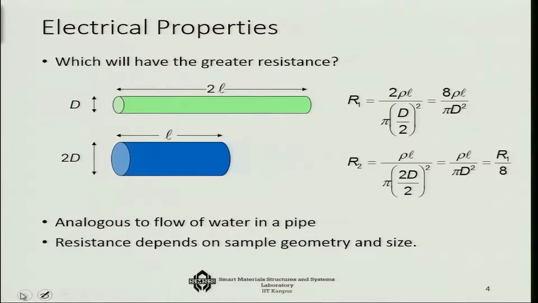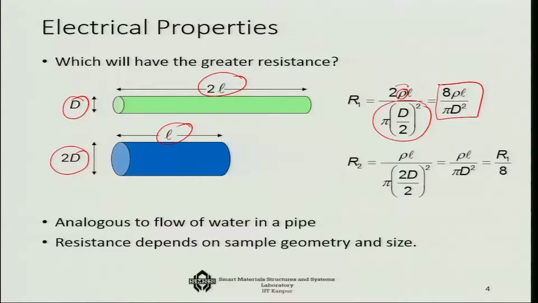Now, suppose I take two wires, one of diameter d and length 2L, and in the other case of diameter 2d and length L. So, what is the extrinsic resistance in the first case? Well, in the first case the length is 2L and the resistivity is the same rho, and the cross sectional area is pi d square by 4. So, it will become 8 rho L over pi d square.